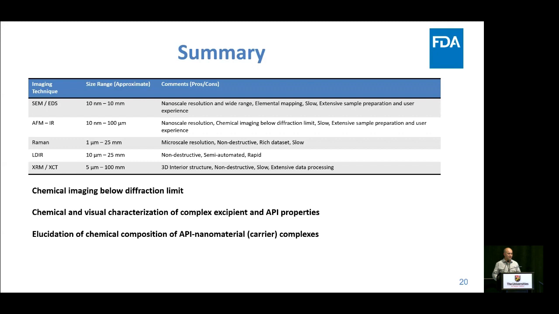And kind of covered in the last slide, but basically chemical imaging below the diffraction limit, visual characterization of complex excipients and APIs, API properties, and elucidation of the chemical composition of the API nanomaterial complexes. And now we can achieve these, and we want to move forward in that direction.